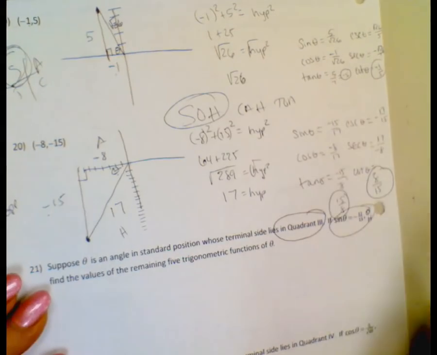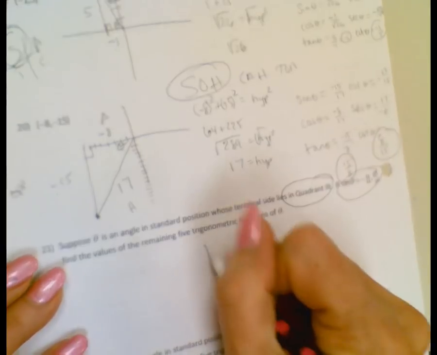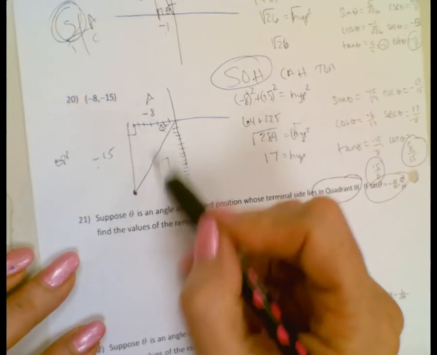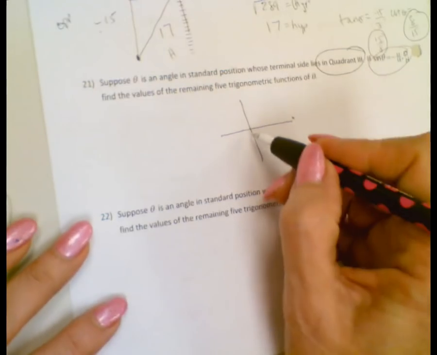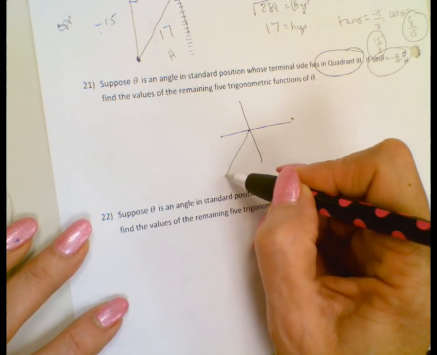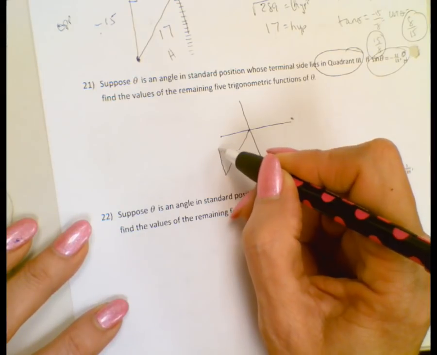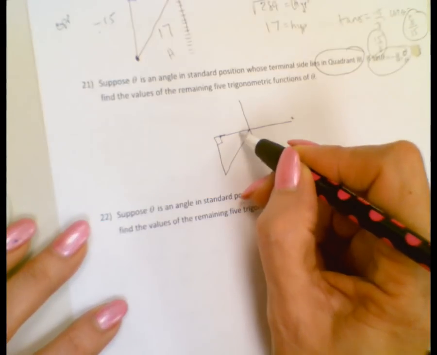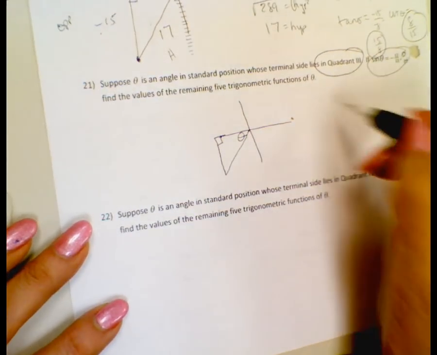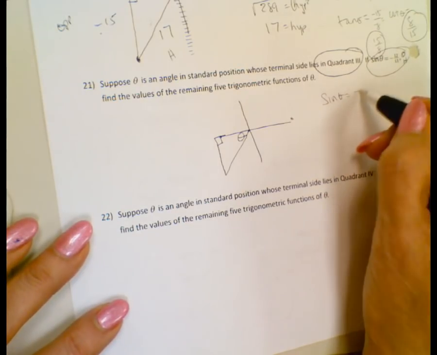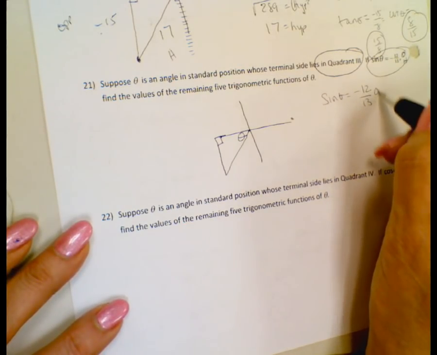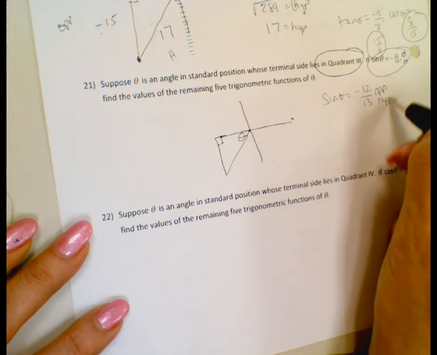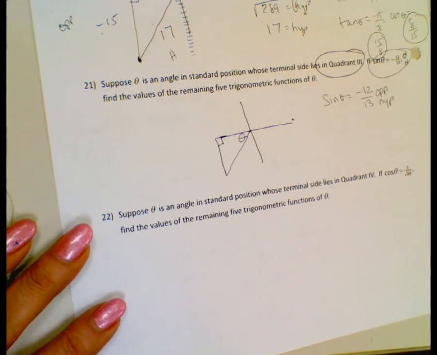It tells you it's in quadrant 3. Draw, this is quadrant 3. This is a quadrant 3 triangle. Make sure it looks just like that. Draw a hypotenuse, draw a vertical line up to the closest x-axis, and put in your theta. Now it says that sine of theta is negative 12 over 13, which is, this is the opposite side and this is the hypotenuse, because sine is OH.